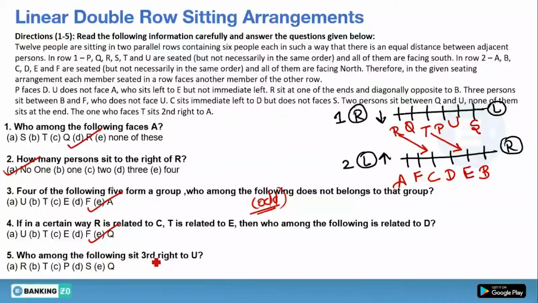Who among the following sits third to the right of U? U is over here, so third right will be this side: 1, 2, 3, Q. Option E is correct. So I hope you got this. Now let's start the video's questions.